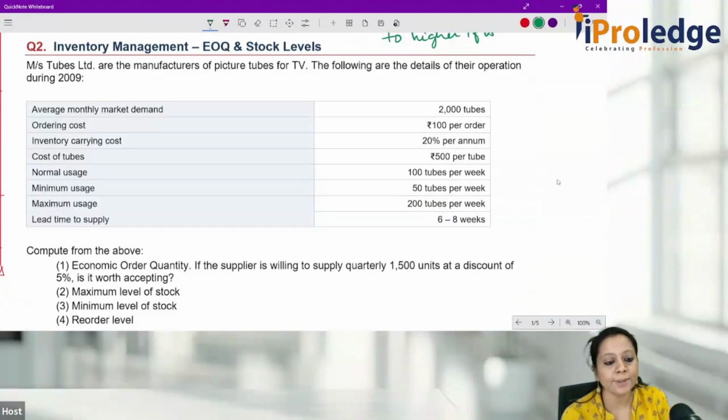So now a similar problem I have chosen so that we'll revise that concept as well. So EOQ as well, reorder level, minimum level, maximum level, everything. So we will discuss all this. Now we will proceed.